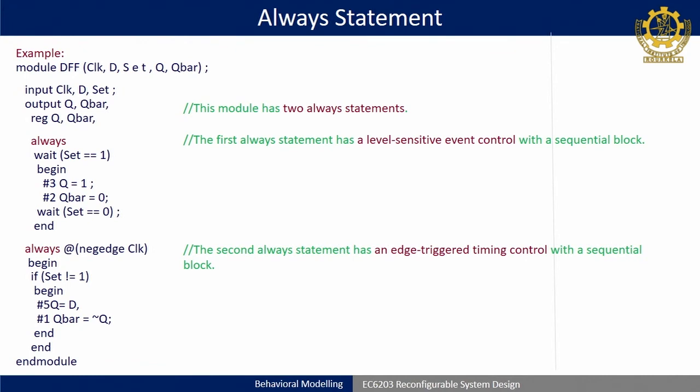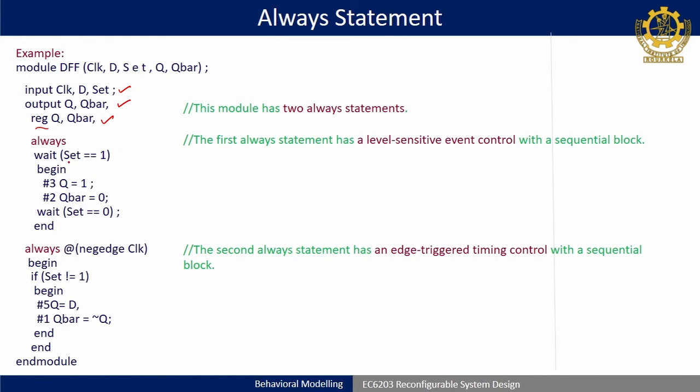Now, another example I have taken just to demonstrate: module D flip flop, with clock, D, set as my inputs, and Q, Q bar as my outputs, which are again assigned values within two always blocks. So, this Q bar is declared as a register type. Here they have used one construct called wait set is equal to 1. This is a wait condition, a level sensitive approach, we will see in the last slide, but this is not synthesizable. So, this code is only for simulation purpose, to see how the D flip flop is working in simulation only.